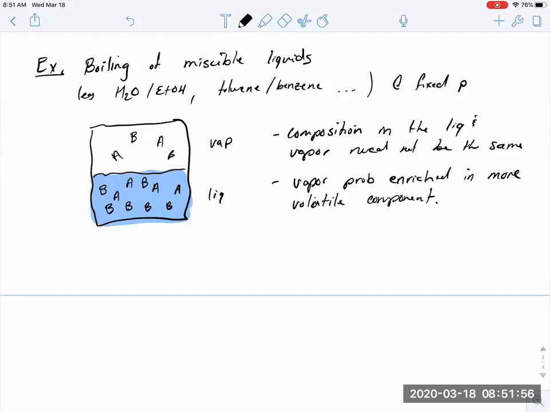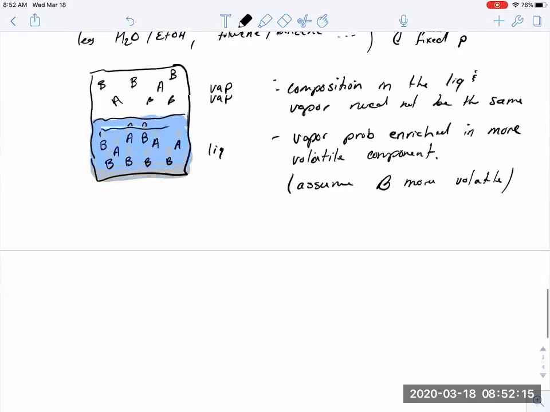Let's assume that that's B for this example. Okay, let's consider then constructing the phase diagram in the temperature mole fraction plane.